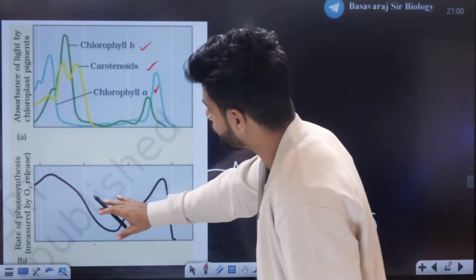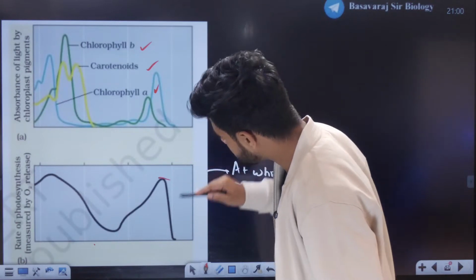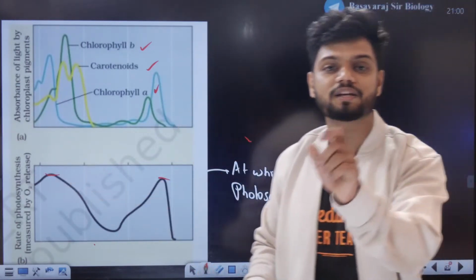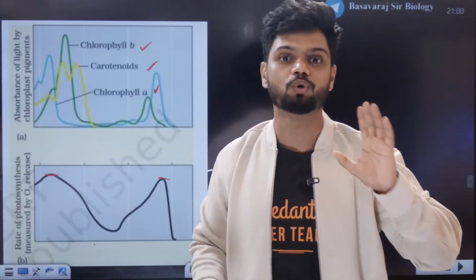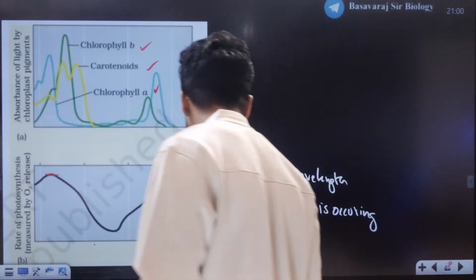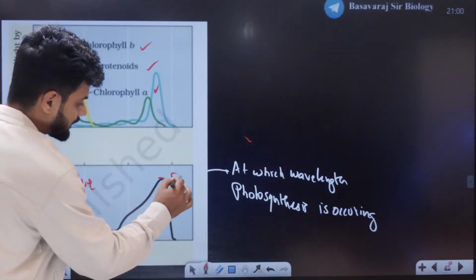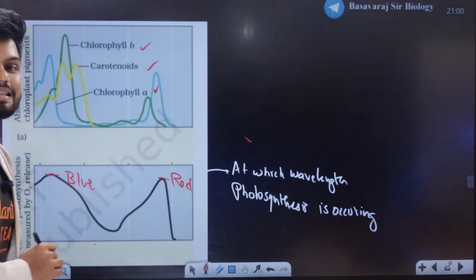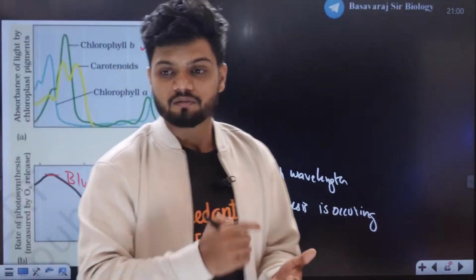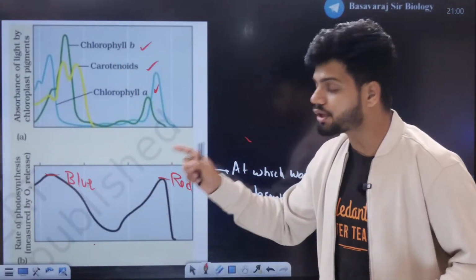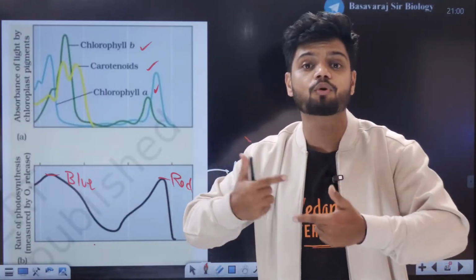This is for chlorophyll A. One peak is here, one peak is here. Now these two main peaks are the regions of red light and blue light. Let's say this is blue light and this is red light. Whenever a plant is given red light and blue light, the rate of photosynthesis is much higher.